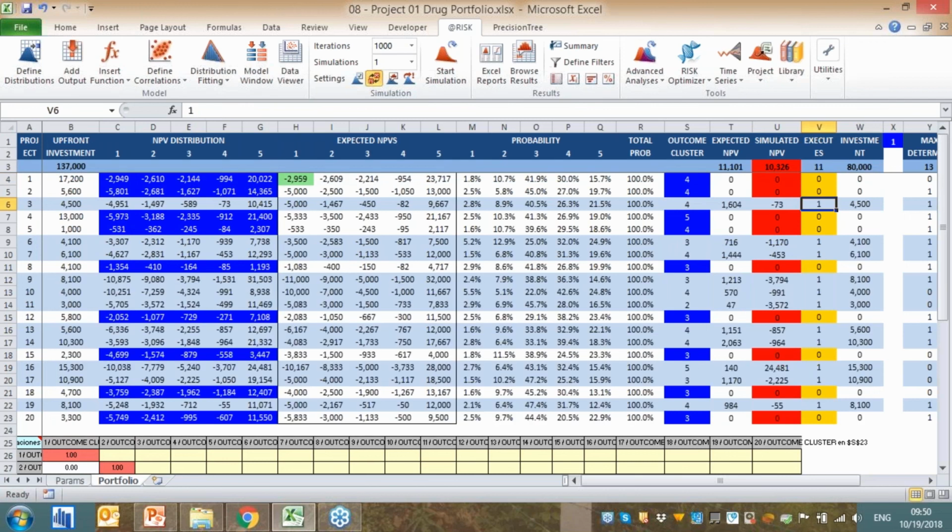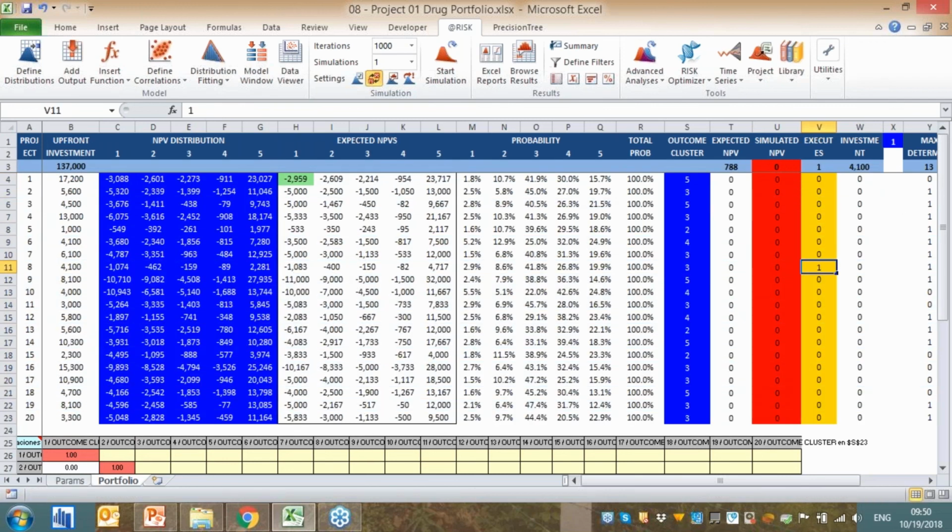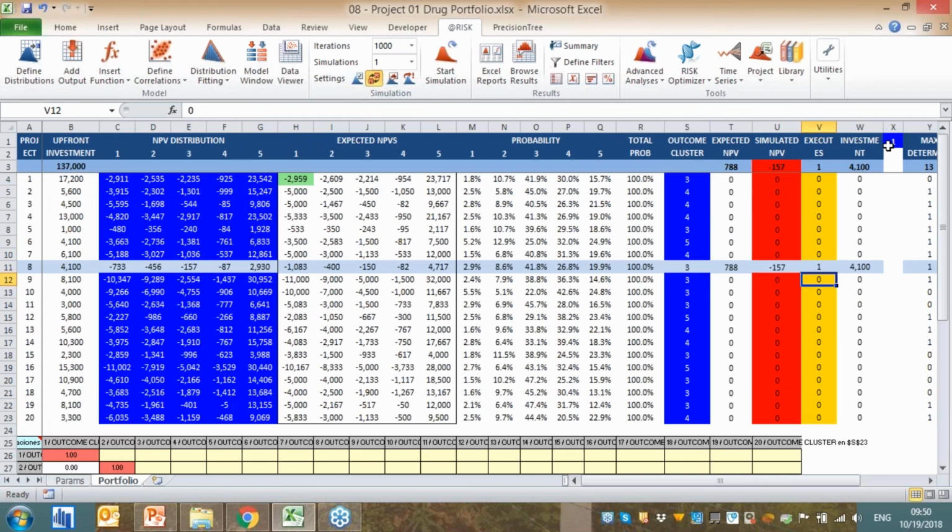In other words, let me start with a point in which I am only investing in one single project, whatever that is. I'm only investing $4,100 on project number 8. At this point, in order to make it much faster, let me only use 100 iterations per simulation. And let me, at this point, start my optimization process.